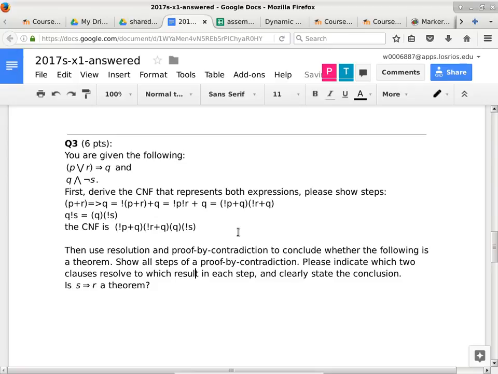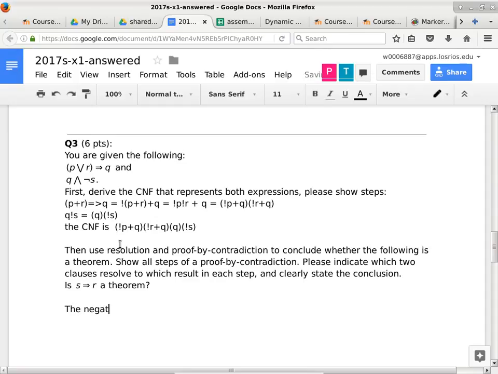Okay, so now that this is the CNF, the next part of the question says, then use resolution and proof by contradiction to conclude whether the following is a theorem or not. So I present the theorem is S implies R. That's the proposed theorem. Show all steps of a proof by contradiction. Please indicate which two clauses resolve to which result in each step, and clearly state the conclusion. In other words, just don't stop the resolution steps and go, okay, I think Tech knows what I mean. Look at the end result of the resolution and tell me how you interpret that result. Okay, so I'm going to do this part here.